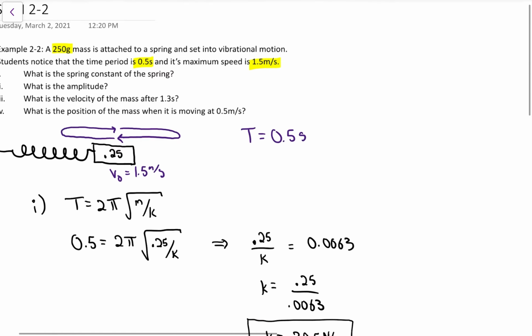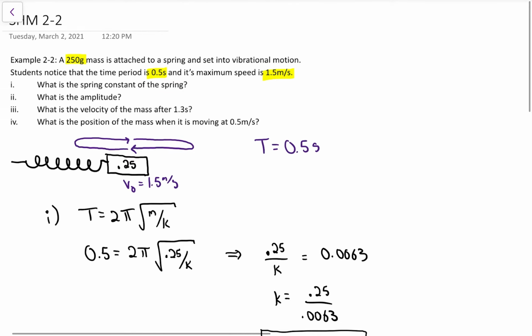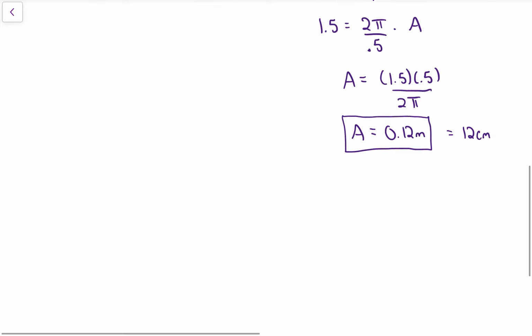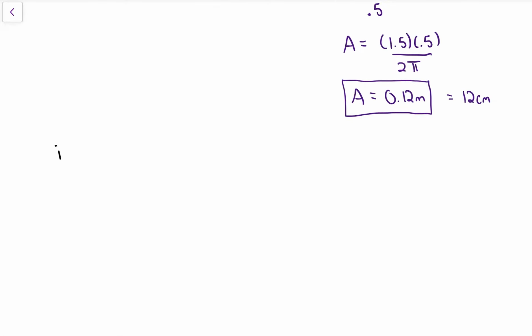Back to my question. Number 3 was, what is the velocity after 1.3 seconds? There's only one way to do this one. When you're asked for a position or a velocity at a specific time, you have to use what I call the tricky trig equations. So I'm going to scroll down. Part 3 asks for the speed at a specific time. We have to use tricky trig.